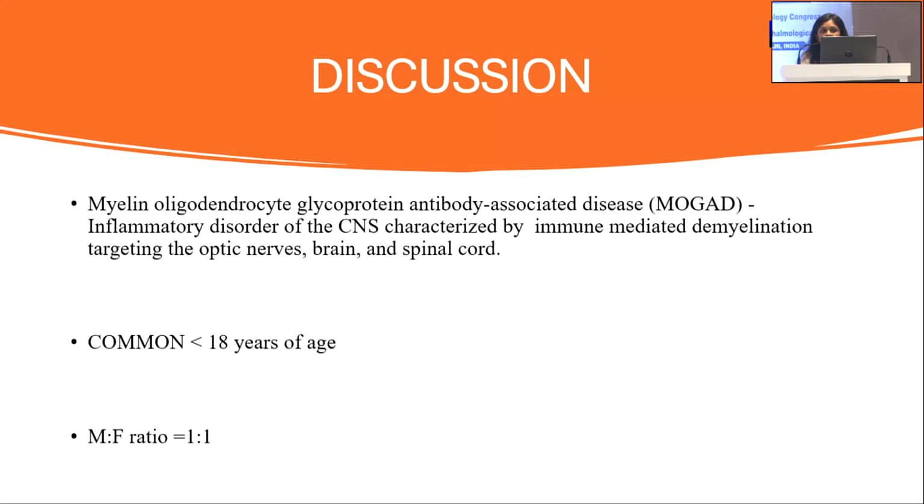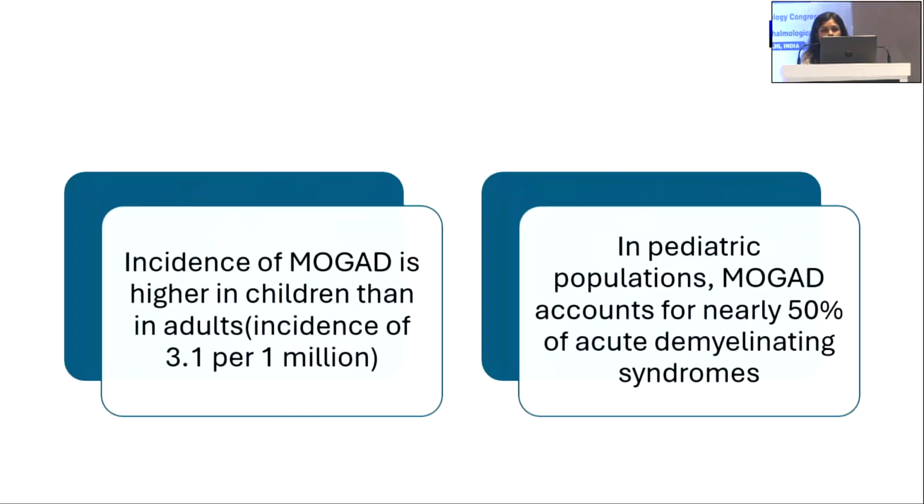Discussion. Myelin oligodendrocyte glycoprotein antibody associated disease is an inflammatory disorder of the CNS characterized by immune mediated demyelination targeting the optic nerves, brain, and spinal cord. It is common below 18 years of age, and the male to female ratio is 1:1. Incidence of MOGAD is higher in children than in adults. Incidence is 3.1 per 1 million.